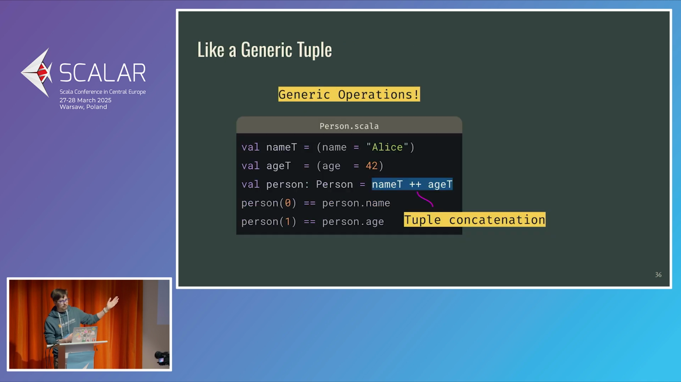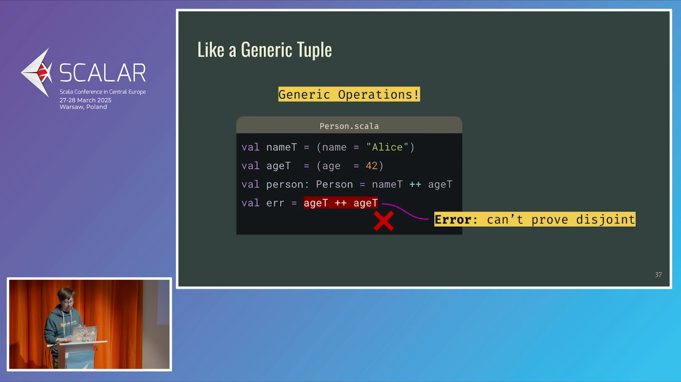To get around that idea that you couldn't intersect them, we have concatenation. So again, we have something with a name, something with the age. And with the ++ concatenation operator, now we have access to both of those fields. And there's even a compile time check to make sure you don't try and concatenate age with age by proving that the names are disjoint.